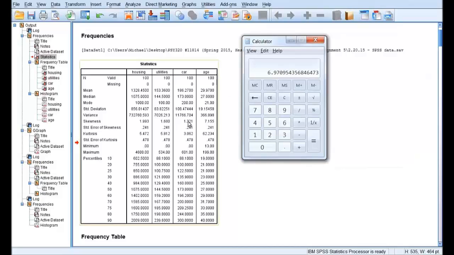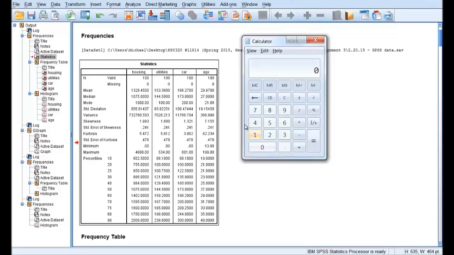You can do this for car and for age, but you're all going to get numbers greater than 3.3. If these were negative values, you would get numbers less than negative 3.3. So when you do these calculations, look for about 3.3 as your cutoff for whether or not there's a skewed variable. If it's more than 3.3 or less than negative 3.3, that just means that there's probably an outlier in your data.